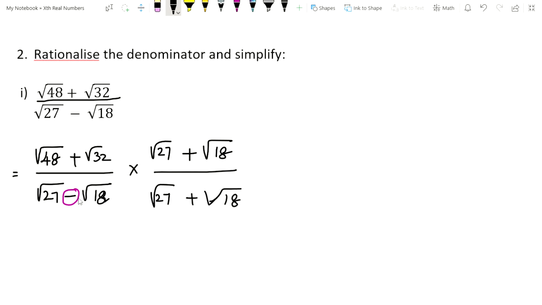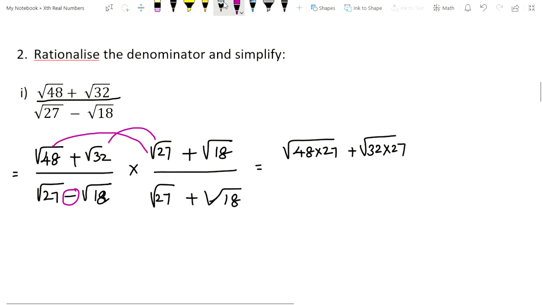You understand what you want to do? You just want to change the sign. Now you multiply this. First root 48 into root 27, likewise root 32 into root 27. So, how can you write this? Root of 48 into 27 plus root of 32 into 27. Next.